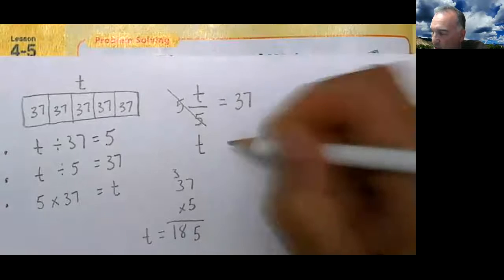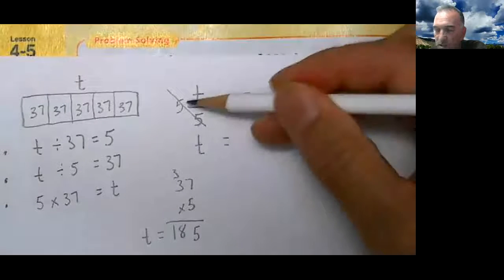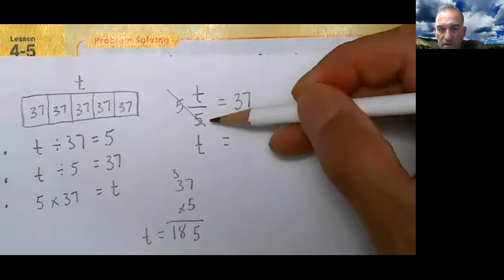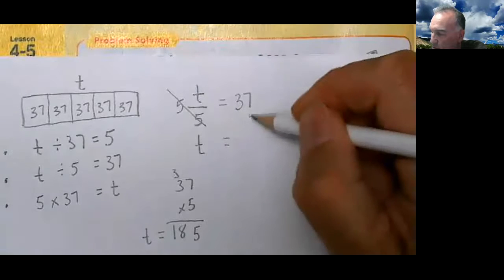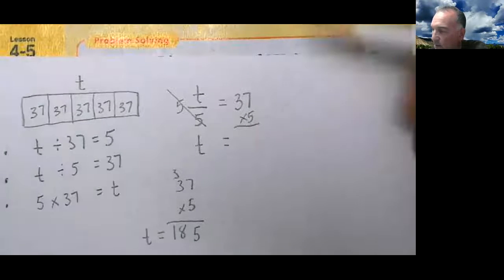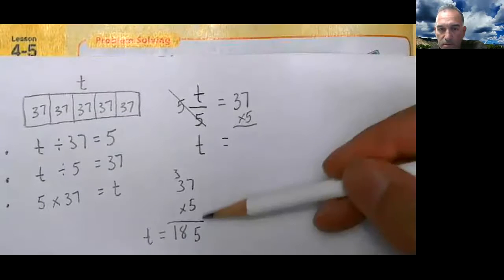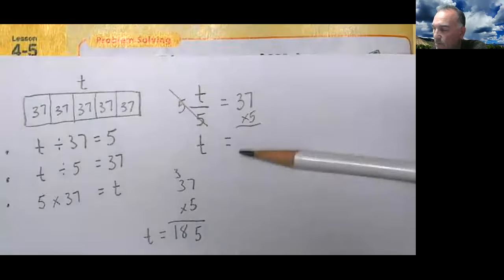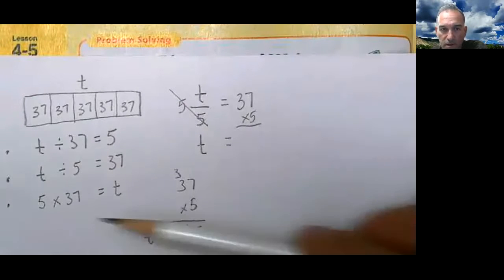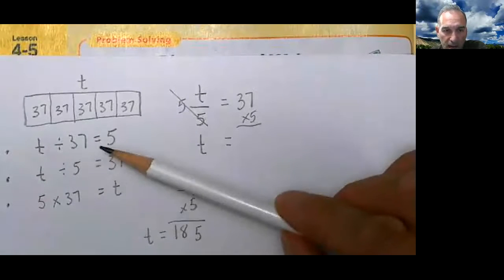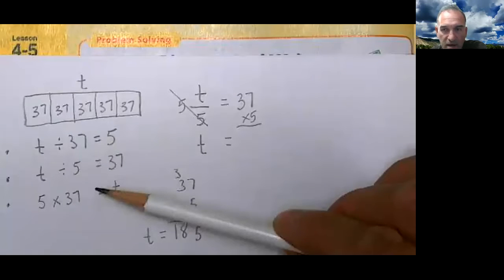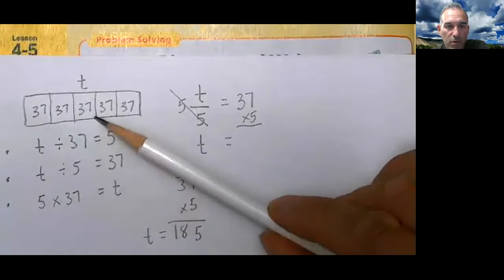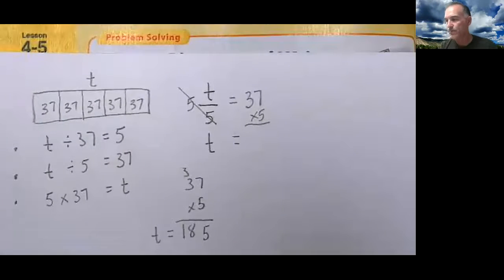So I bring t down. Notice I just multiplied that side by 5. And now I'm going to multiply this side by 5. And right away, you see that I'm doing the same thing. So I'm going to stop there. It's going to be 185. And you see how any one of these, you need to be able to identify these equations 3 different ways. Let's move on and do another one.